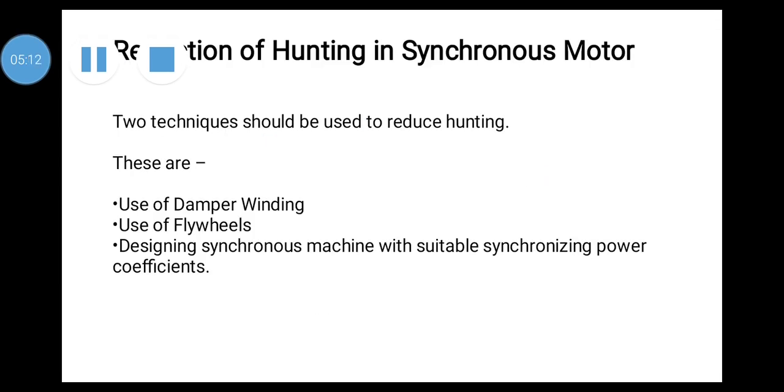Now, how can I reduce the hunting? For the reduction of hunting in a synchronous machine or synchronous motor, we can go for damper winding, which, as I told, will reduce the hunting effect, and we can also go for flywheels. If we design the synchronous machine with a suitable synchronizing power coefficient, then hunting will not take place. These are the three possible ways of reducing hunting. Mainly the damper winding is enough, because it is already embedded in the rotor, so the damper winding will reduce the hunting in the synchronous machine. Okay, thank you.